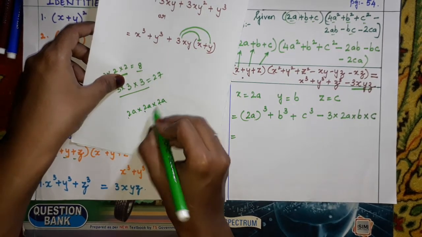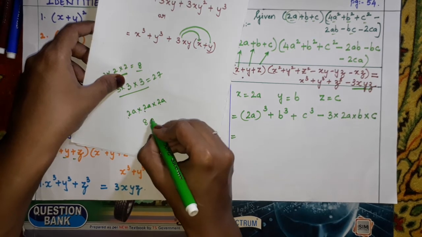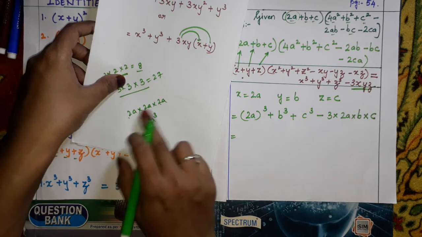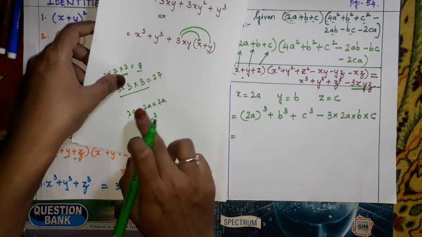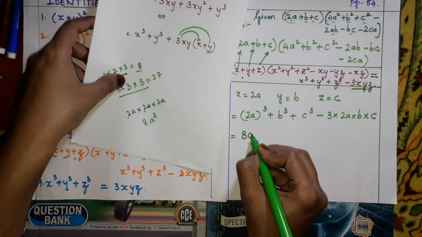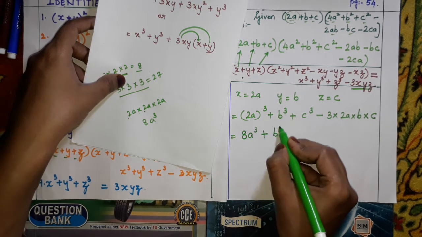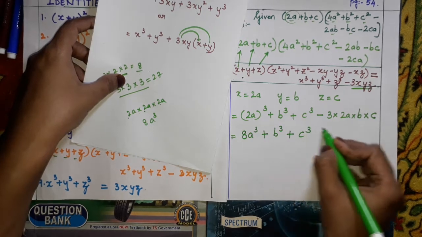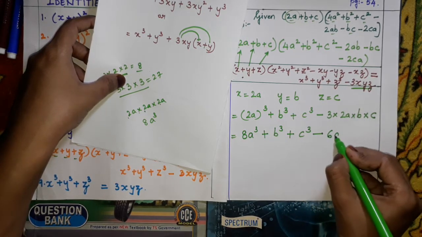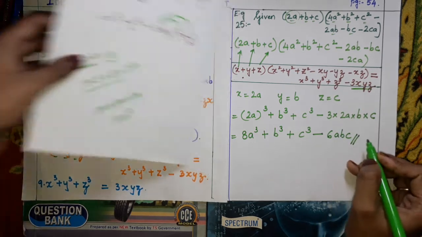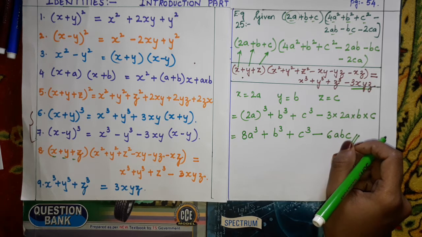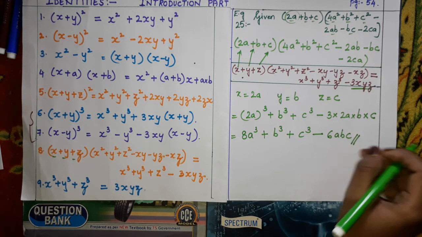2 2s are 4, 4 2s are 8. A into a into a is a cube. When you multiply all the variables, it will be in cubes, and when we multiply the numbers, we'll get 8. So 8a cube plus b cube plus c cube as it is, minus 3 2s are 6, a, b, c is nothing but abc itself. That's it. Now moving to our next example, that is example 26.